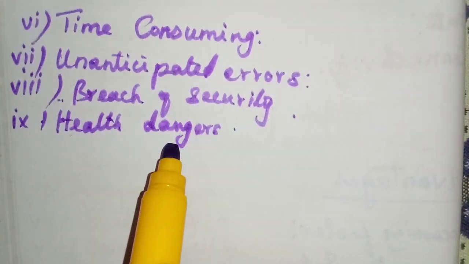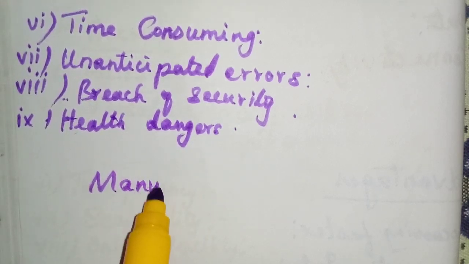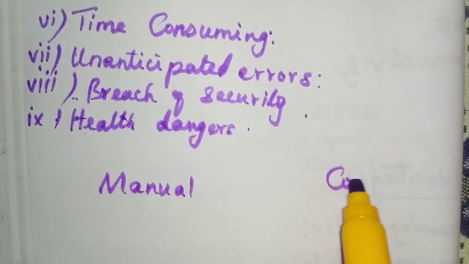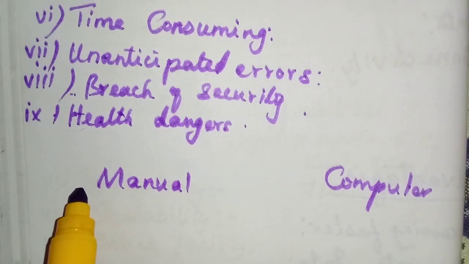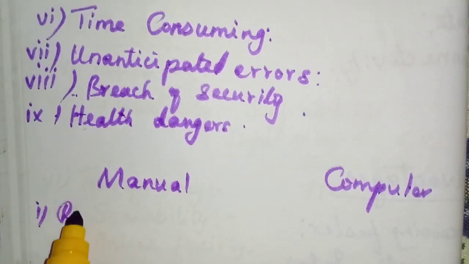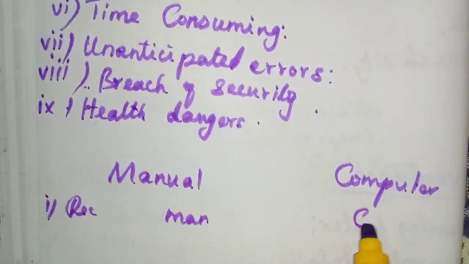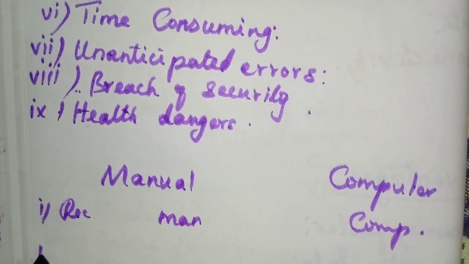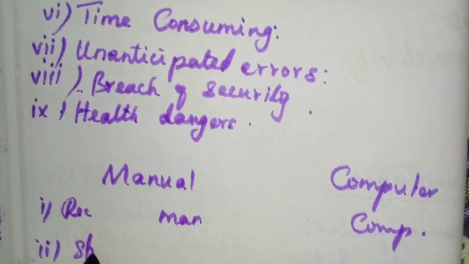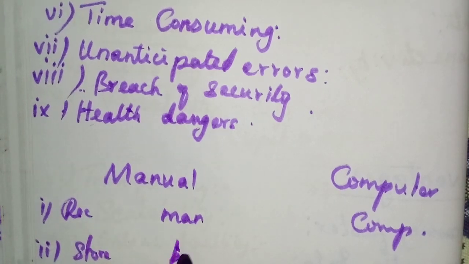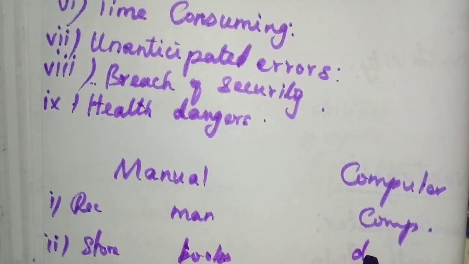Now we will listen to the difference between manual accounting and computer accounting. First one, recording. How is it recorded? Manually, man is recording. Here we are using the computer, isn't it? Second one, storage. Where do we store? We store in the books. Here we store in the database.